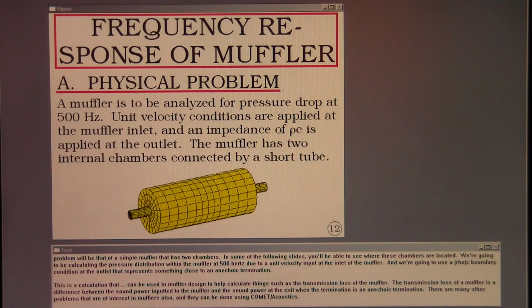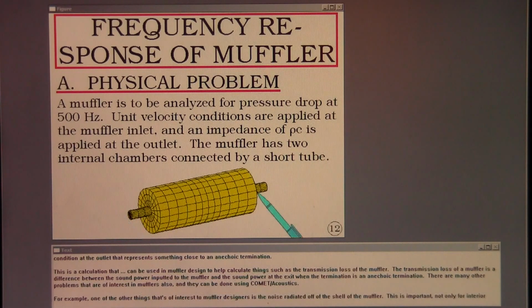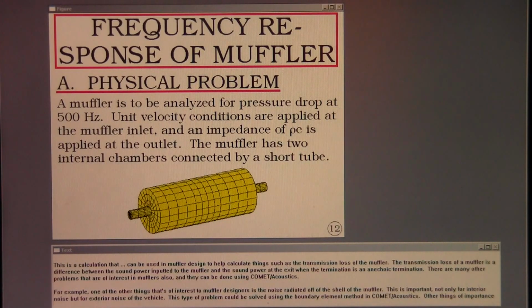This is a calculation that can be used in muffler design to help calculate things such as the transmission loss of the muffler. The transmission loss of a muffler is a difference between the sound power inputted to the muffler and the sound power at the exit when the termination is an anechoic termination. There are many other problems that are of interest in mufflers also, and they can be done using COMET acoustics.